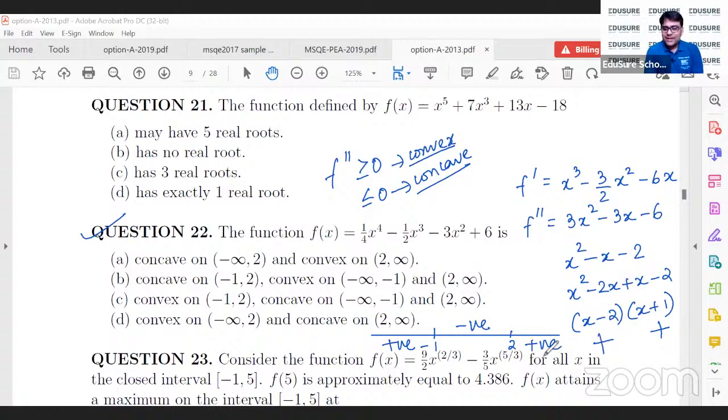So less than equal to 0 will mean concave. So between minus 1 and 2, it will be concave. And minus infinity to minus 1 and 2 to infinity, it will be convex, because x minus 2 into x plus 1 will be positive. Right? So B is my answer.